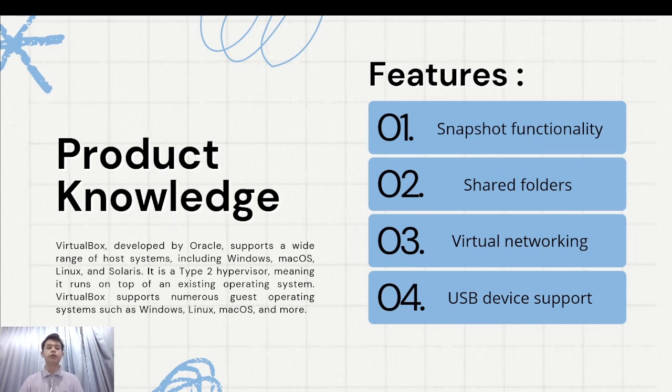The third feature is virtual networking. VirtualBox offers several types of virtual networking configurations, which enable users to simulate complex network environments within virtual machines. The most commonly used networking options include NAT, also known as Network Address Translation, which allows virtual machines to access the internet using your computer's network connection without directly exposing the virtual machine to the outside network.